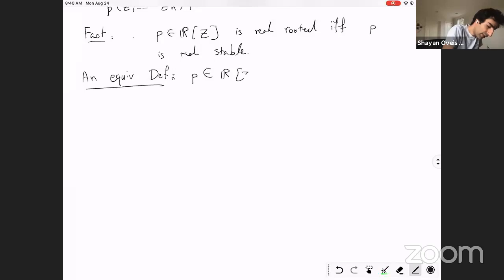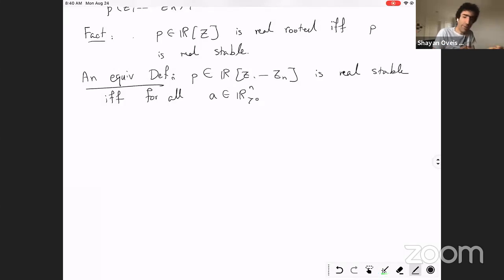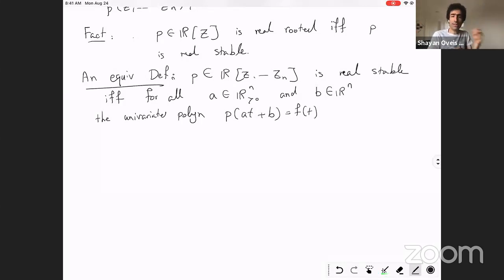Let's say again you have a polynomial P in R[z1, ..., zn]. This polynomial is real stable if and only if for all a in R^n positive, if you choose any vector a with positive coordinates, and b in R^n, the univariate polynomial P(at + b), let's call it f(t), a univariate polynomial only in terms of the variable t, is not identically zero and is real rooted.